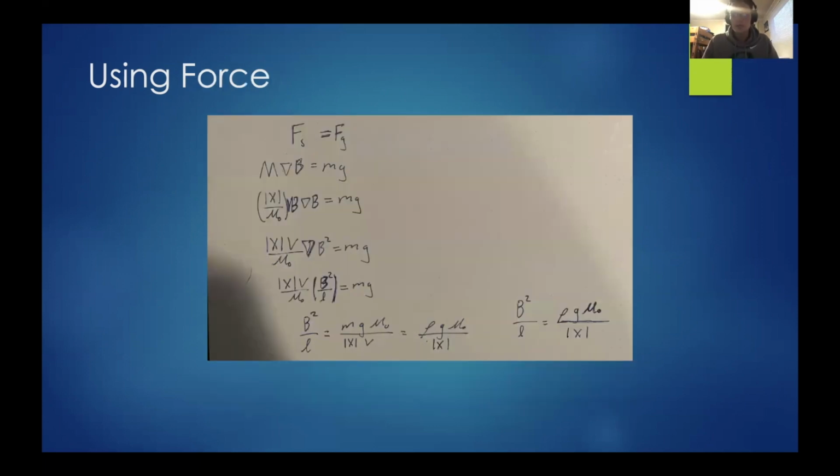Using force, however, we can actually find the equilibrium condition, which is going to happen when the force created by the solenoid is going to equal but be opposite to the force of gravity. So we can set the two directly equal to each other. And if you follow through the math process there, we actually get that the B field squared over L, where L is the length of the solenoid, is equal to rho, which is the density of the frog, times g times mu naught L over chi.